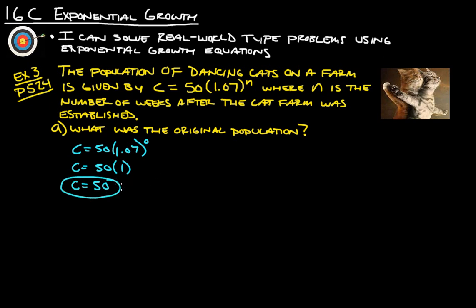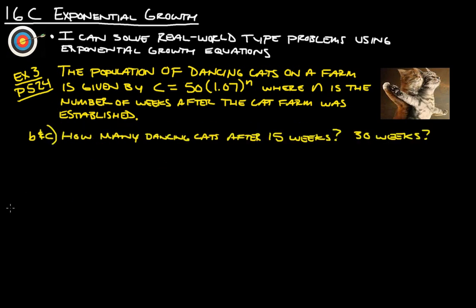And it is not a coincidence, it will always be whatever this number here is. That'll always be your original population or your starting value. All right, let's take a look at parts B and C together. How many dancing cats were there after 15 weeks and then after 30 weeks?